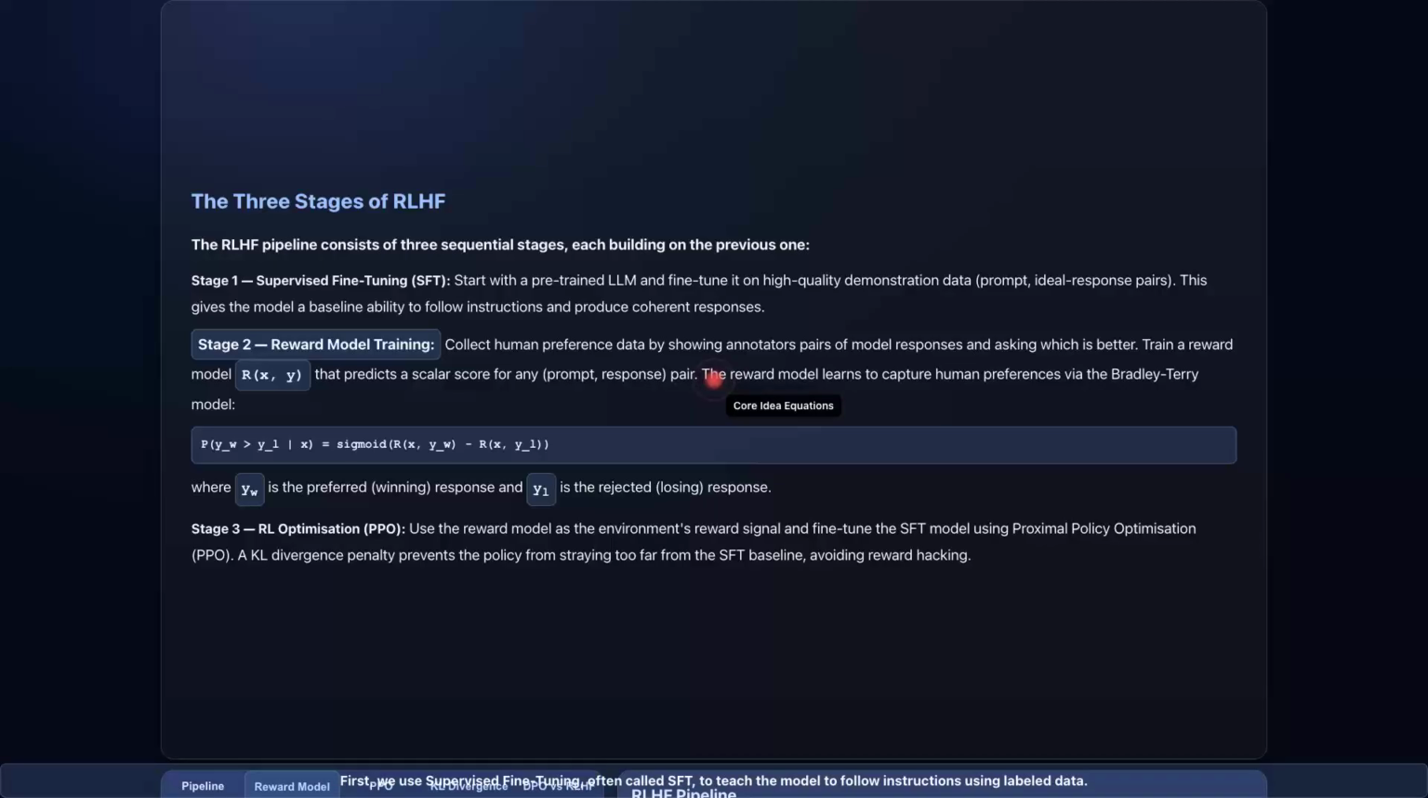RLHF training happens in three main stages. First, we use supervised fine-tuning, often called SFT, to teach the model to follow instructions using labeled data. Next, we train a reward model that learns to score outputs based on human preferences. Finally, we use proximal policy optimization, or PPO, to fine-tune the model with reinforcement learning, optimizing for high reward while staying close to the original model.